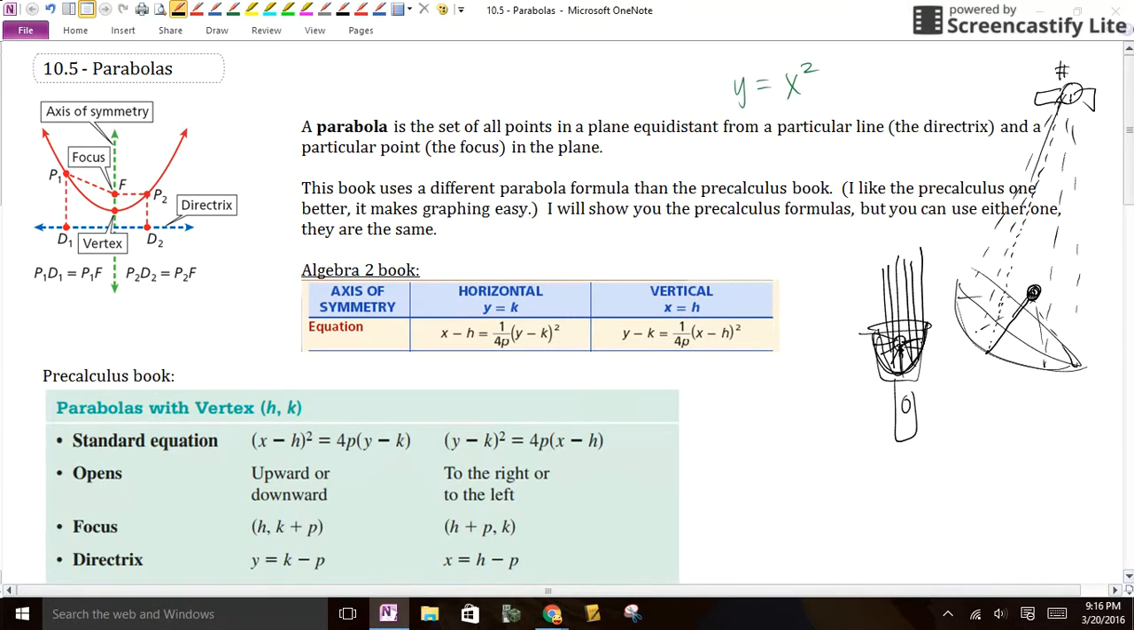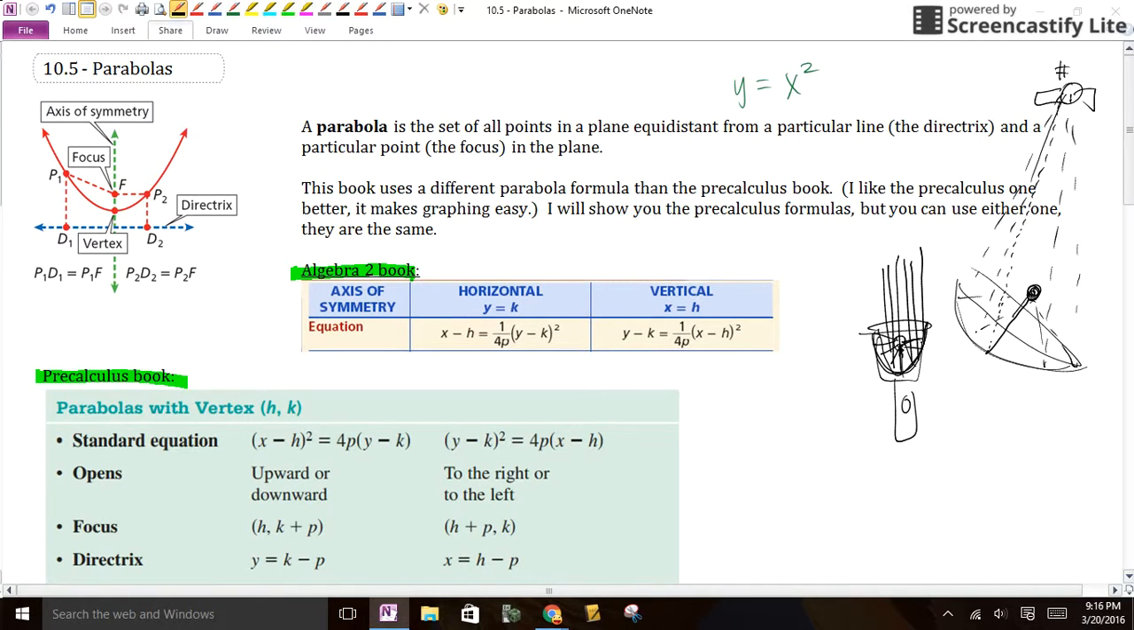All right, let's talk about equations. The equation you need to know is right here from the Algebra 2 book and right here from the pre-calculus book, right? I prefer the pre-calc one for one simple reason, and I'll show you when we graph. But it really has to do with A, no fractions, which is what you guys like, and B, it has to do with this thing called the p-value.